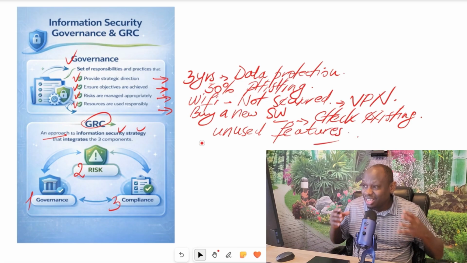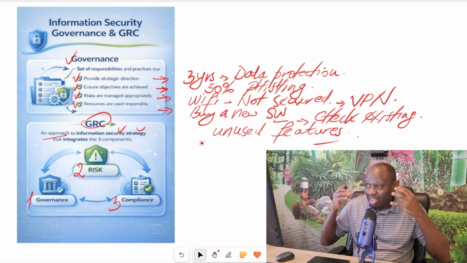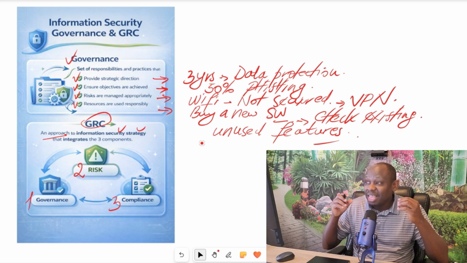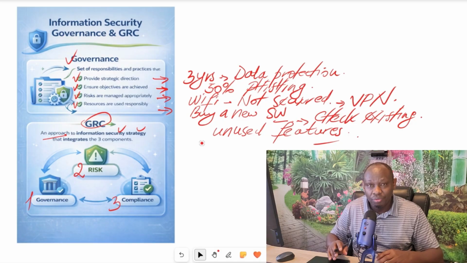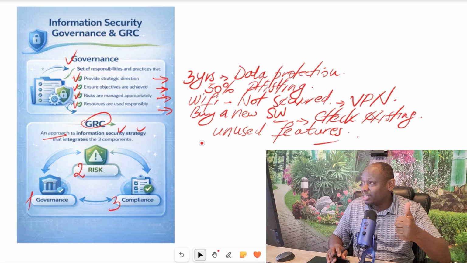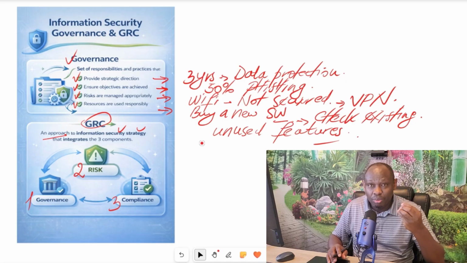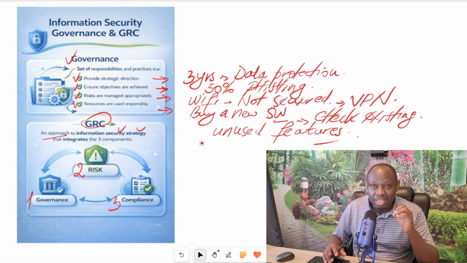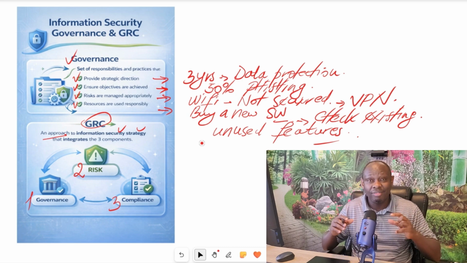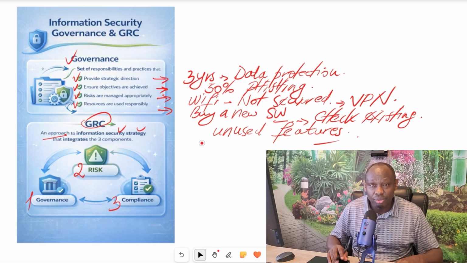This is governance. You provide strategy, you ensure objectives are met, and you assess the risks. And of course, you verify if resources have been used correctly. I gave an example. Protect your data, reduce phishing, and check if the Wi-Fi your employees are using is unsecure. Provide the VPN. And of course, you need to check if you need to buy a new software or not, because the existing software you have may have unused features.